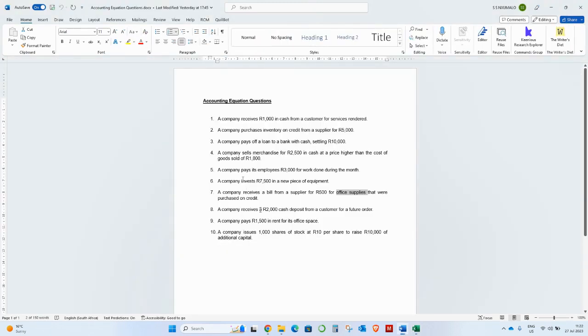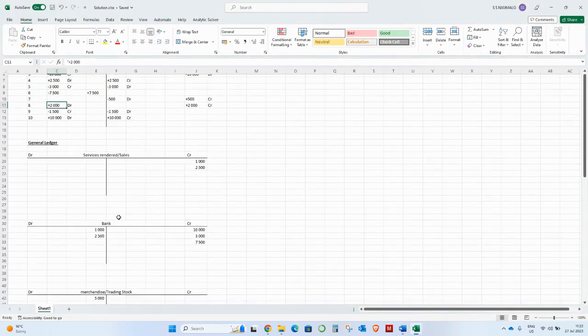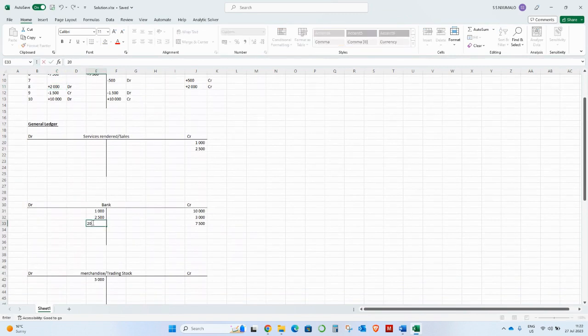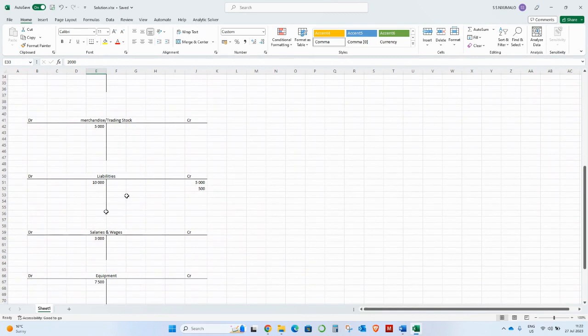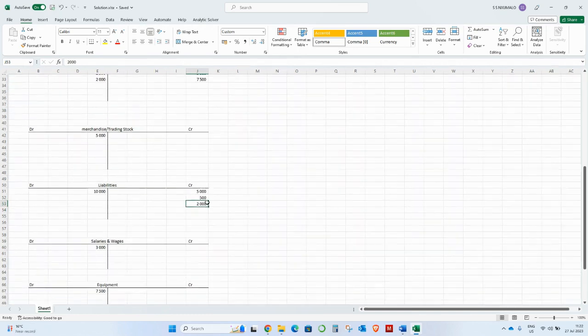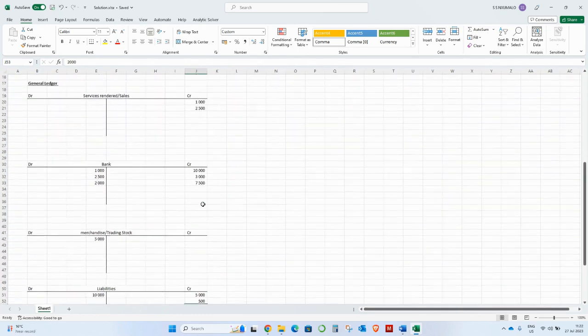What's it? 2,000 was for what? A deposit for a future date. So this one is what we received from the customer. Every time you receive money, our bank balance will increase, and it increases on the debit side. And then I'm going to put this one on the liabilities because we owe this customer. We haven't really delivered yet. So it's part of our liabilities, so our liabilities are increasing.